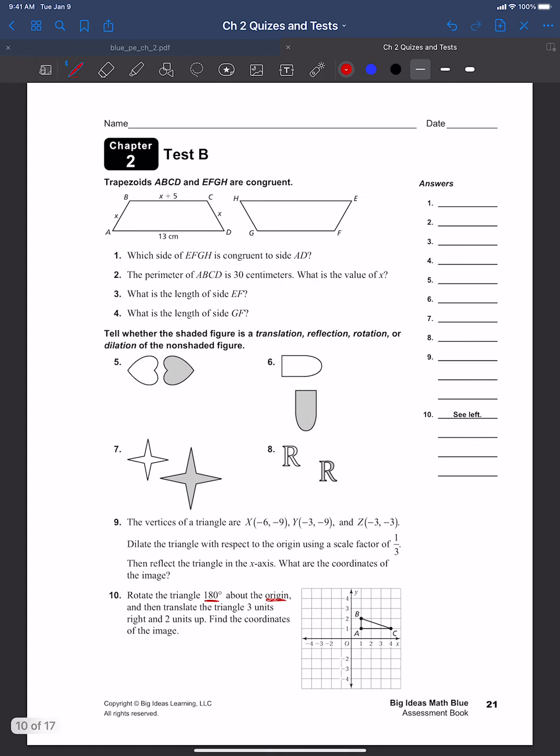Shall we do test B now? I have a question. Yes. What's our homework for tomorrow? Because we have a test. Oh yeah. Okay. Test B.